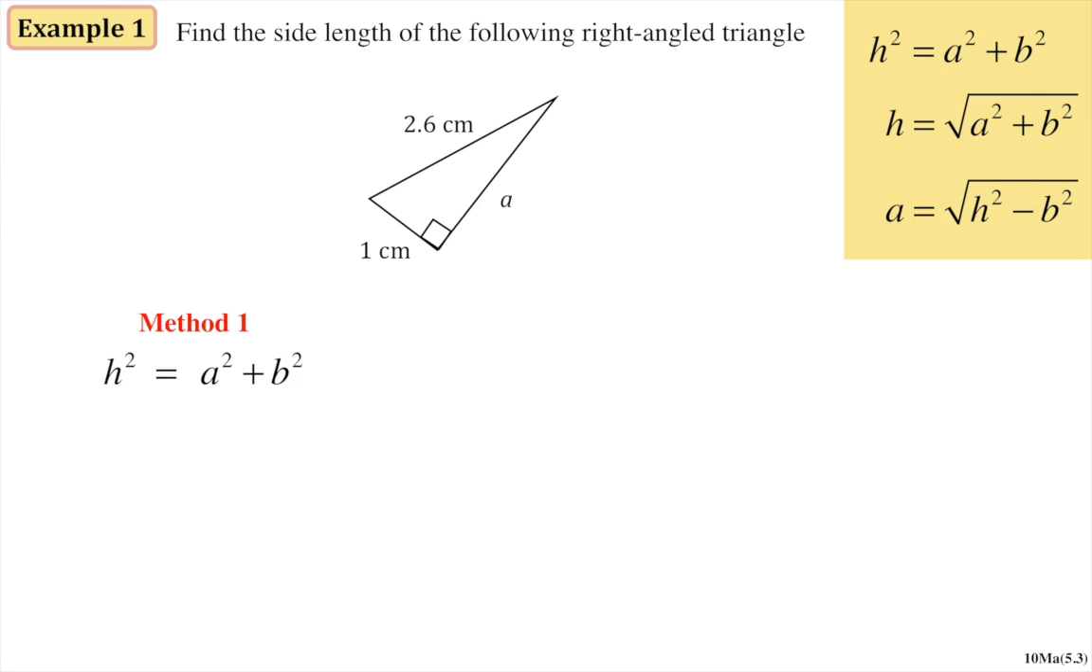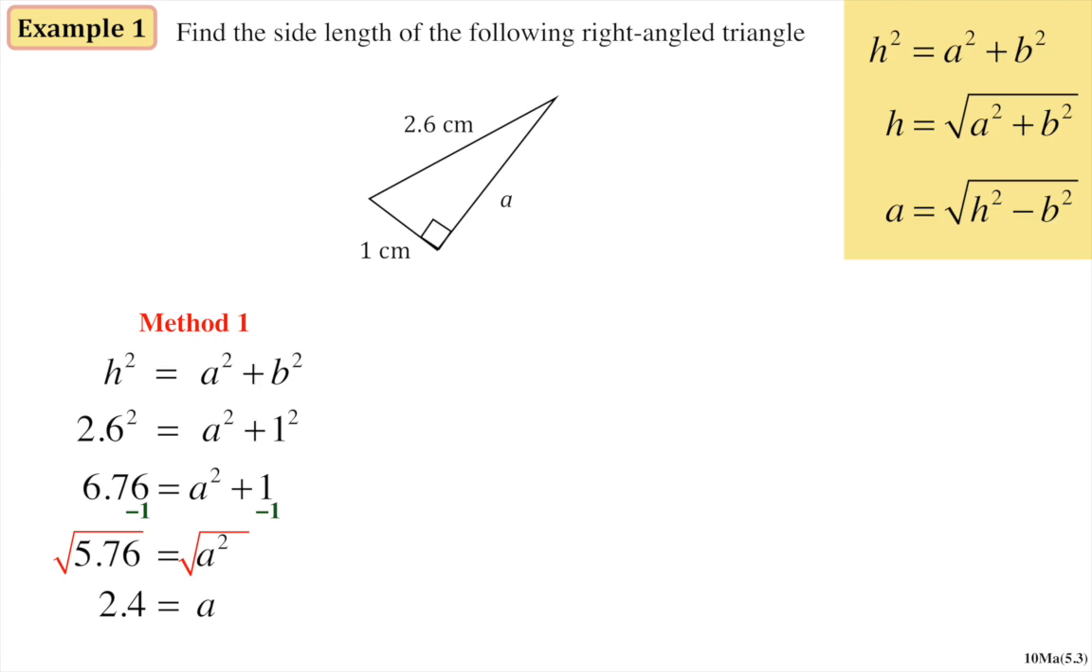So this is the way you would have done this in Year 8. You would have said c squared equals a squared plus b squared. Now, the c is the hypotenuse, so you'd have 2.6 squared equals a squared plus 1 squared, or you could have had 1 squared plus a squared. And then you would have squared 2.6 and squared 1. Then you would have had to minus 1 to both sides. Then you would have to take the square root of both sides, and you'd find out what a is.